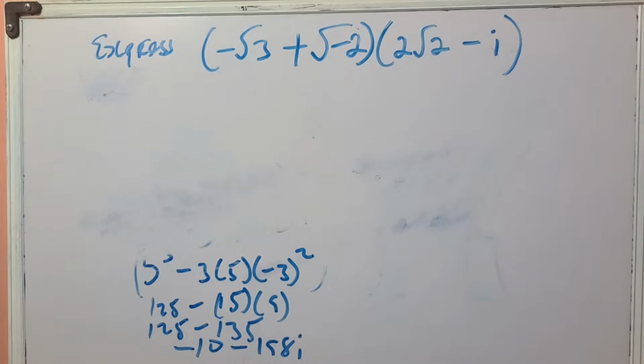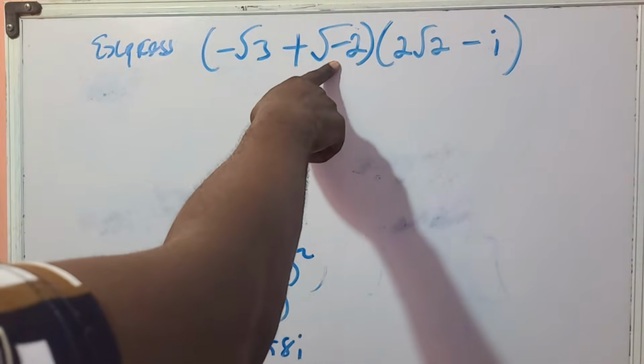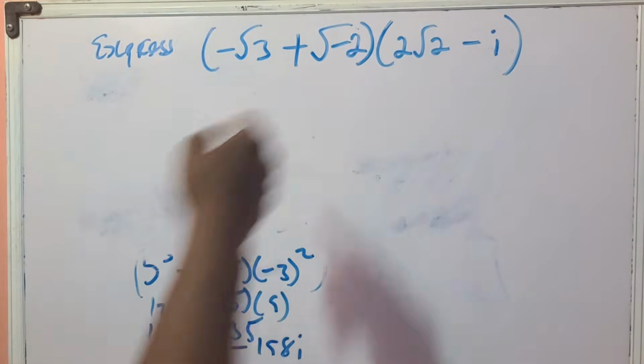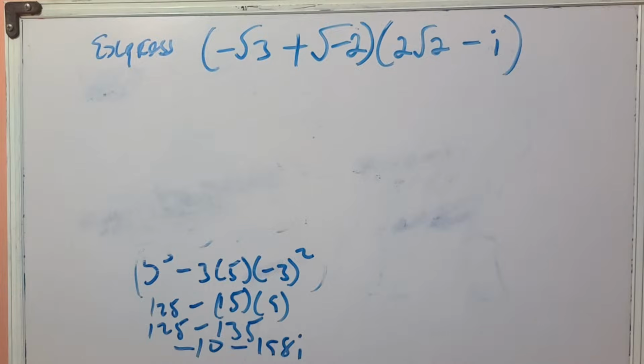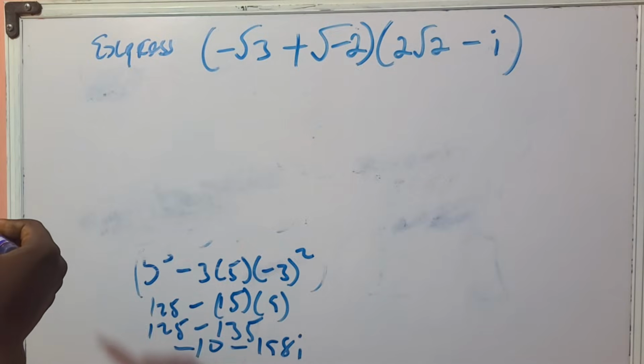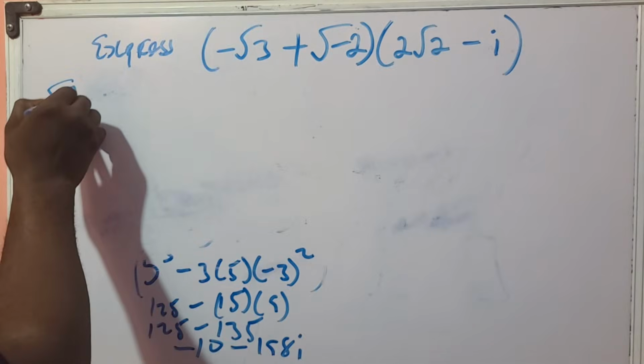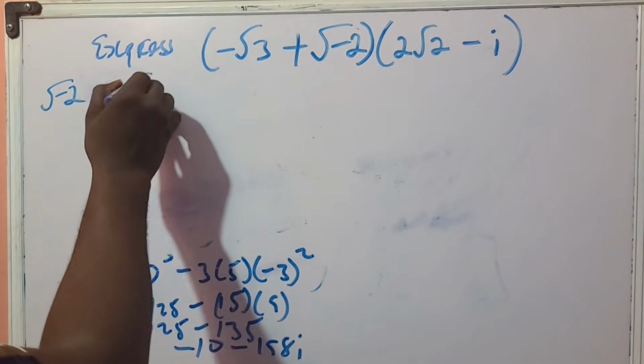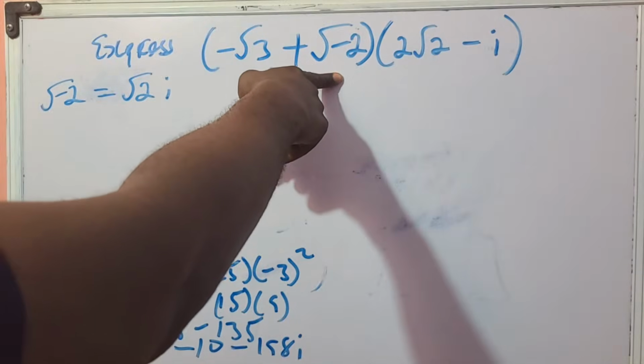So looking at what we have right here, you are told to express this in that form. Ideally, what you want to do is bring the two brackets together. That means you want to expand and then go on to get your final answer. But there is something here that I was trying to explain yesterday. We have square root of minus 2. From what I explained yesterday, I'm sure you remember that square root of minus 2 is the same as square root of 2i. So you have to replace that with this.